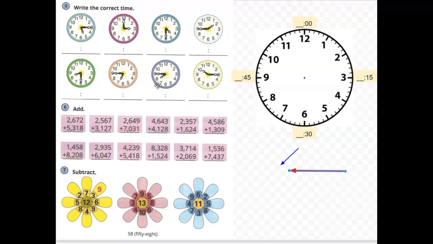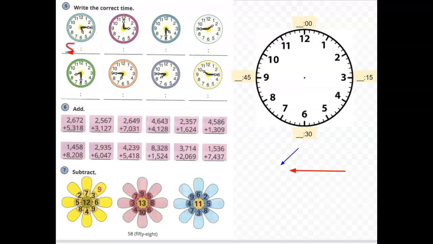All right, so if we look at this first one, we're going to look at the hour hand first, which is the short guy. And the hour hand has passed the 5, but it's not quite to the 6, right? So our hour is 5.